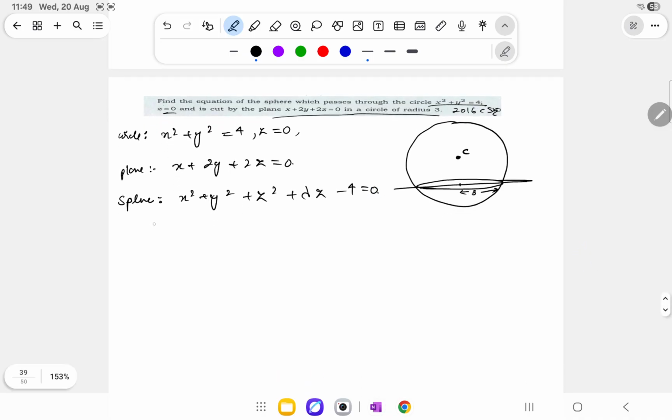From here I can easily find the center of this sphere, which will be 0 comma minus lambda by 2, and I can also find the radius of this sphere, which will be the square root of lambda square by 4 plus 4.